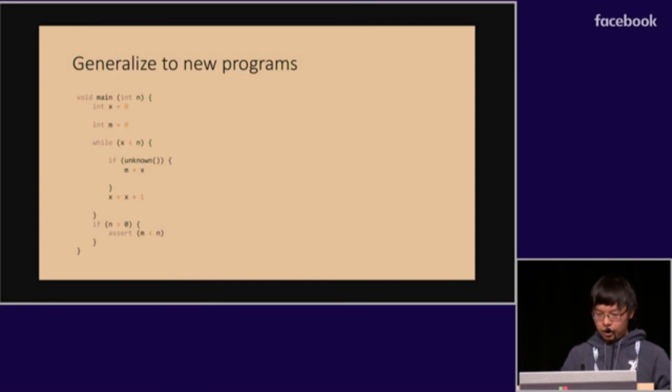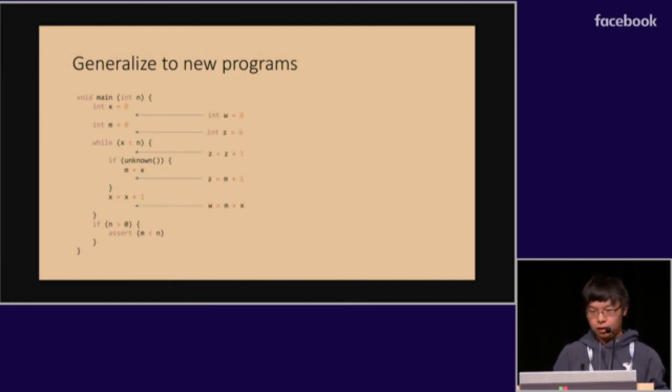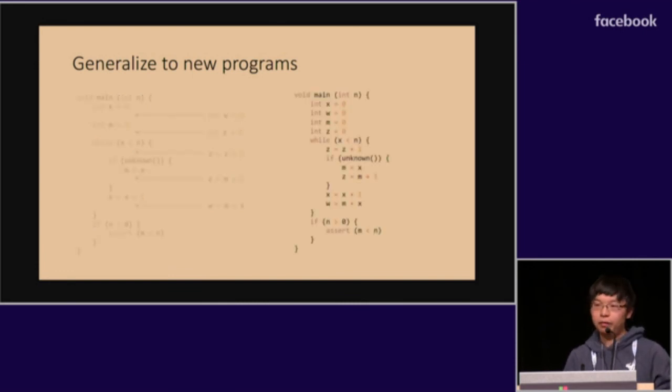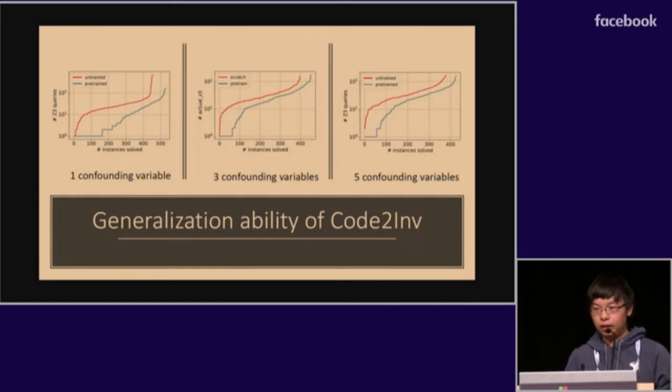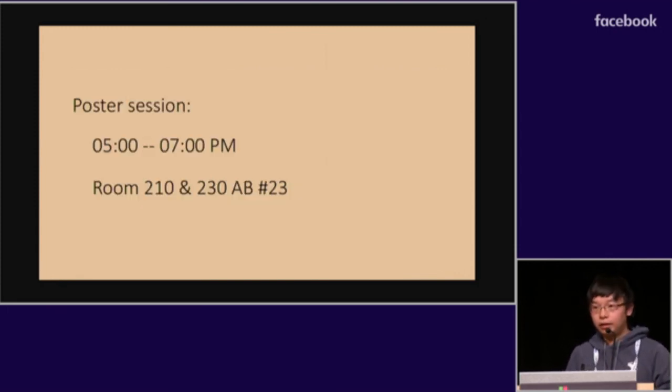And to take a tiny step towards finding a generalizable solver, we add some confounding variables to get permutations of the programs. That's how we can get programs with the same underlying semantics. And in this limited setting, we can see that with proper pre-training, we can get a better sample complexity compared to solving from scratch. Okay, thanks everyone, and welcome to our poster this evening.